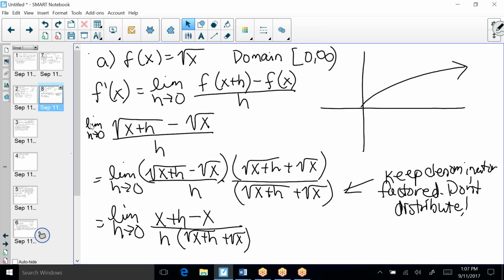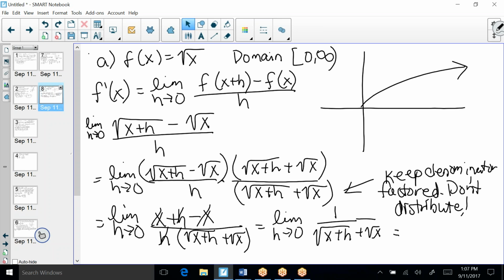Now what happens? Yeah, these x's cancel and the h's cancel, right? After you cancel the x's, you can cancel the h's. And then we can take the limit as h goes to 0. What's in the numerator now? It's not nothing, it's not a 0, it's a 1. So we have 1 divided by the square root of x plus h plus the square root of x.